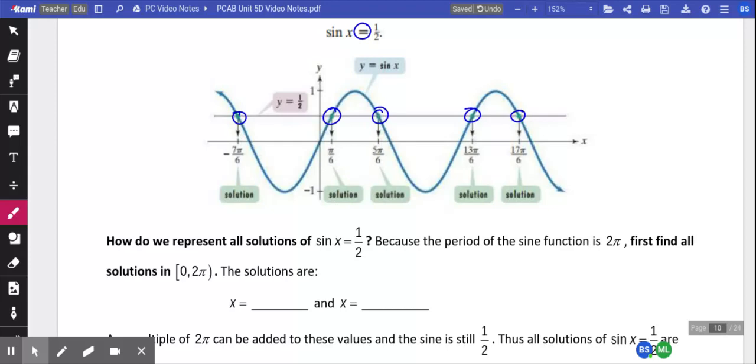Well, the first piece says, how do we represent all the solutions? And the solutions that we want to find this time, if you look at this domain we're given, are between 0 and 2 pi. So between 0 and 2 pi, if you look at the x values here, our angles in radians, the only ones between 0 and 2 pi would be pi over 6 and 5 pi over 6.